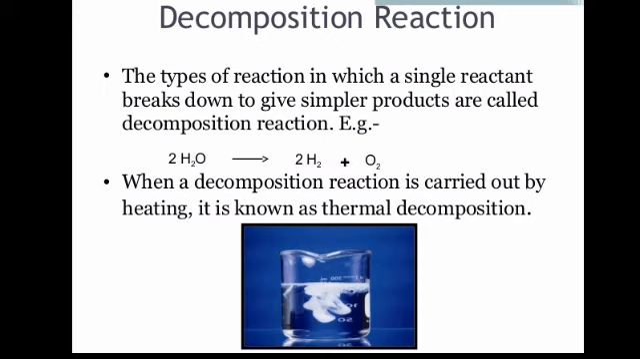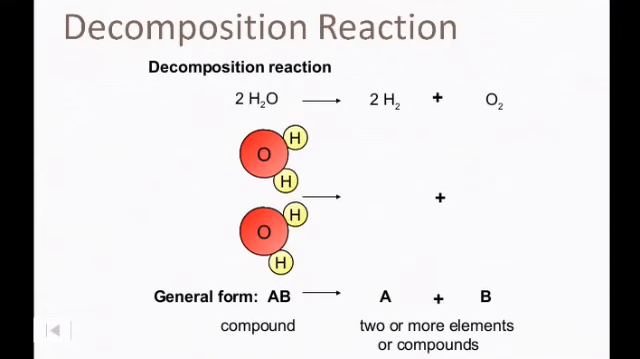Decomposition reaction. That type of reaction in which a single reactant breaks down to give simpler products is known as a decomposition reaction. For example, 2H2O gives 2H2 + O2. When a decomposition reaction is carried out by heating, it is known as thermal decomposition. Similarly, if the decomposition is carried out with the help of electric current, it is known as electrolytic decomposition. Here are a few examples like 2H2O decomposes into 2H2 + O2. The general formula of this reaction is AB gives A + B.